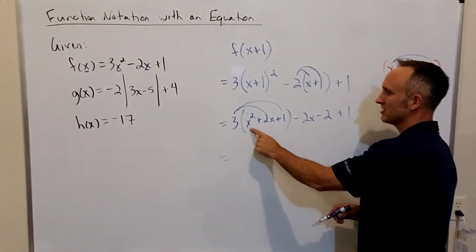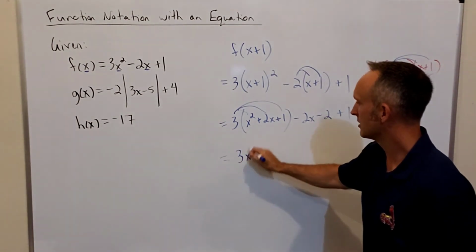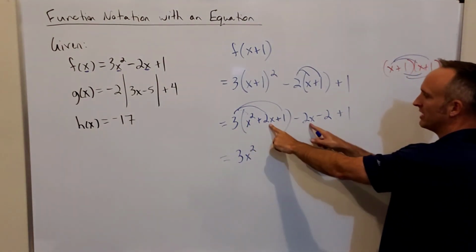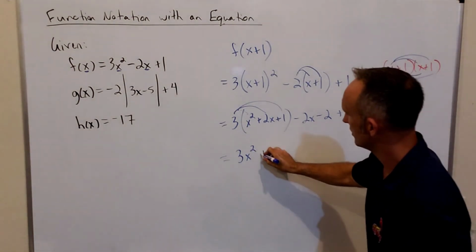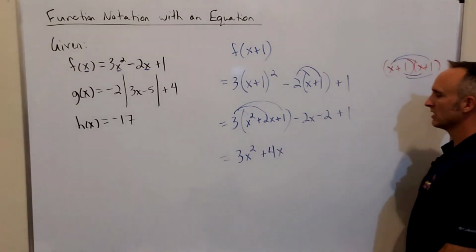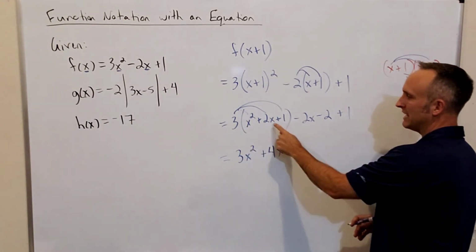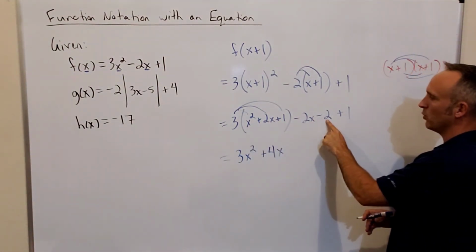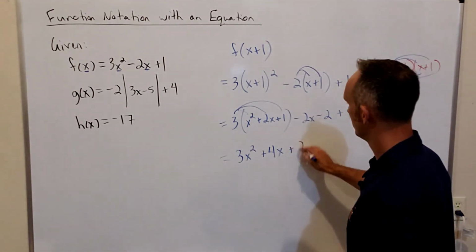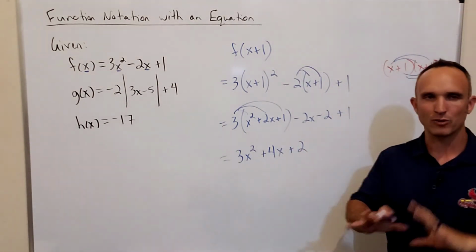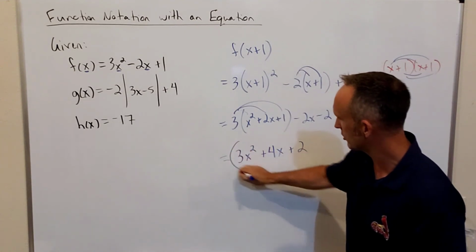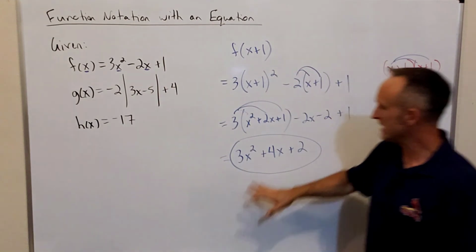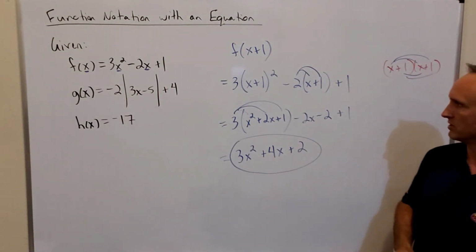So I've got 3x squared. That's my only x squared term. Then I've got 6x, but then here I've got minus 2x. So that's plus 4x. And then last I've got 3, but then I've got minus 2, so 3 minus 2 is 1. 1 plus 1 is 2. And I can't simplify it any further. I've gotten rid of all my parentheses and combined all the like terms. And so if I input x plus 1 to this function f, the output is 3x squared plus 4x plus 2, okay?